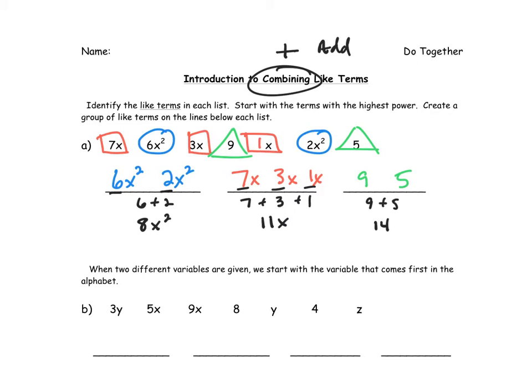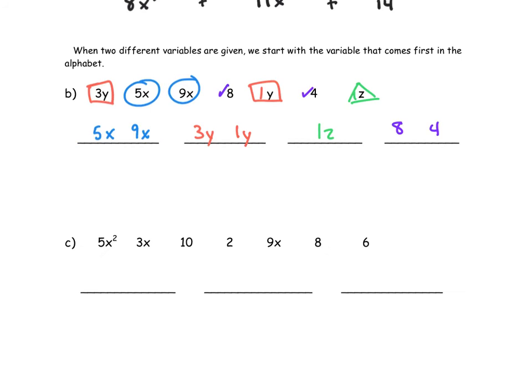So if we wanted to create an expression out of this, we would just put plus signs, and now we have a trinomial. 1, 2, 3 terms when we started out with 7 terms. So that's why we sometimes refer to this as simplifying expressions. So now let's go on to the next example.